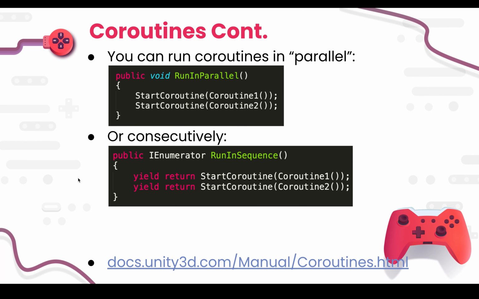Here are some other neat tricks you can use with coroutines. For example, you can run coroutines in parallel by starting them in a single function, or you can run them consecutively by yielding inside another coroutine, shown in RunInSequence. Here we yield return StartCoroutine1, and then after coroutine 1 finishes, we run the next line, which is StartCoroutine2, and therefore we do coroutine 1 and then coroutine 2. If you'd like to read more about coroutines, here's the link to the Unity documentation about them.